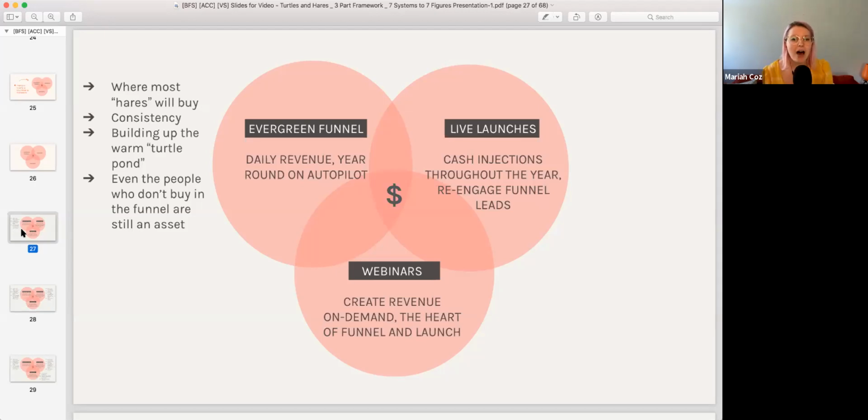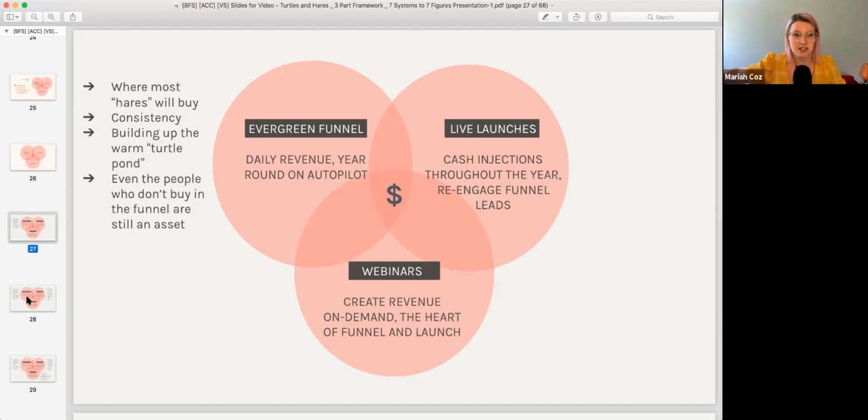So think about how powerful an evergreen funnel is, that even when it doesn't technically do its job because it's not converting the turtles, it's only converting the hares. So even if half the people who go through the funnel don't buy during that funnel, they still are an asset because the funnel has still done its job by warming them up to get them ready to buy during your next live launch. Does that make sense? This is really, really important to understand because you're seeing that an evergreen funnel, whether it's going to convert the hares into sales, and that's amazing.